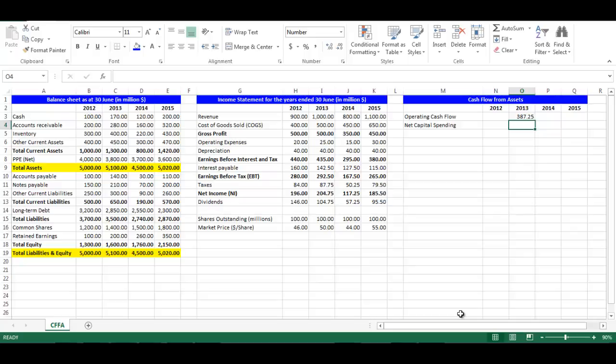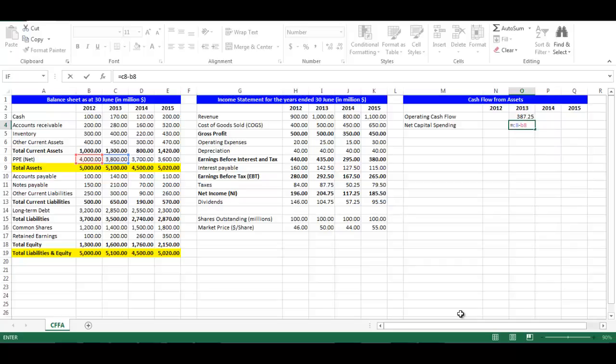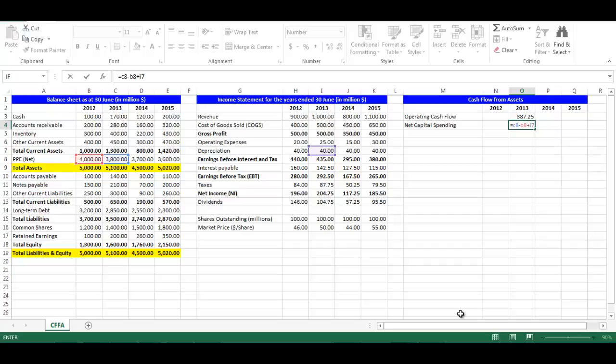In cell O4, write equal C8, which refers to net property, plant, and equipment in 2013, minus B8, which refers to net property, plant, and equipment in 2012, plus I7, which refers to depreciation in 2013. Press Enter.